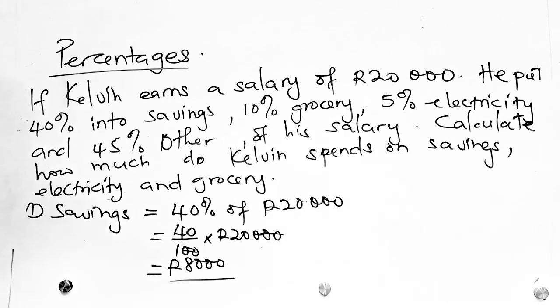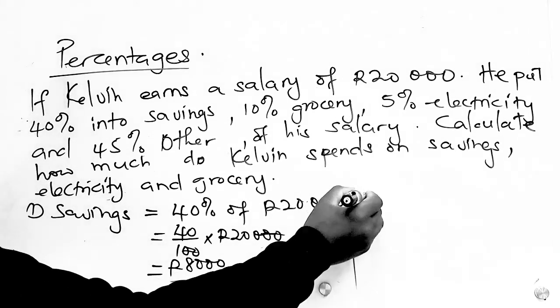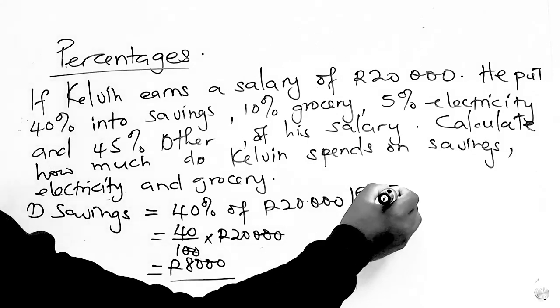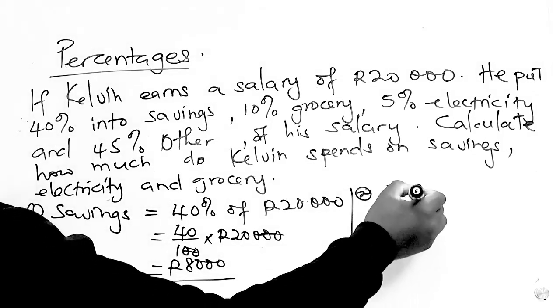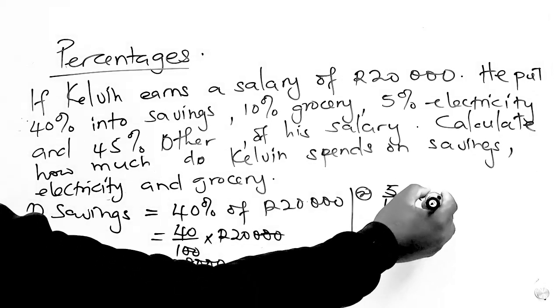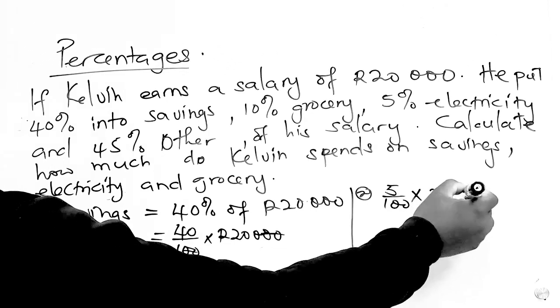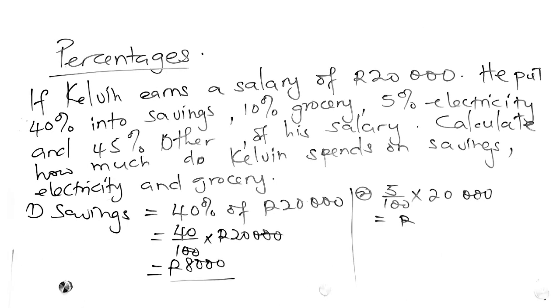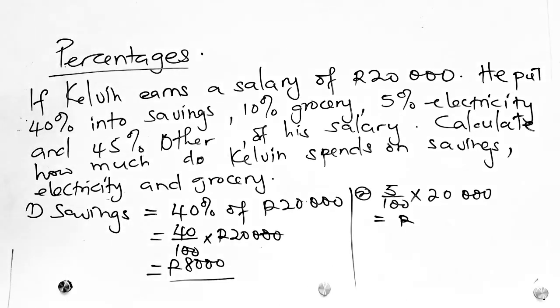Let's see how much is electricity. Electricity is 5% of the salary. So it's 5/100 multiplied by 20,000. Those two zeros cancel. 200 multiplied by 5, we get 1,000.